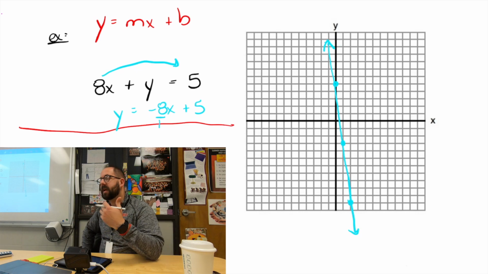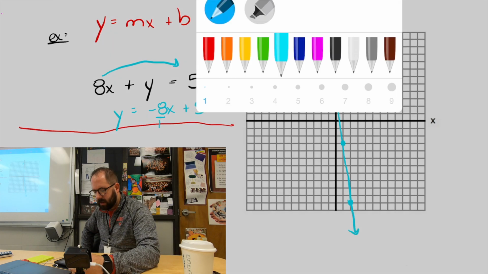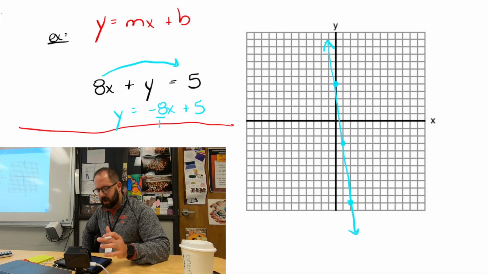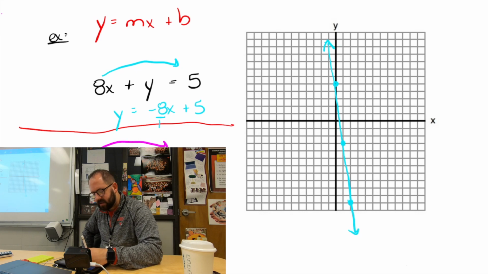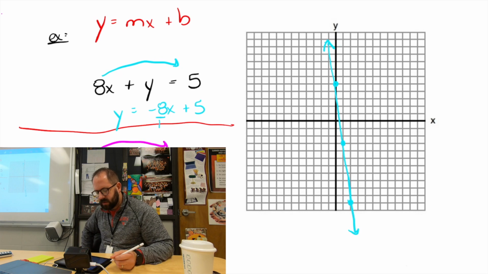And now, same thing as the other ones. I'll put this next one, maybe I'll put in a purple color. We're going to solve the second one. So we have to move that 2x over. So 2y is -2x minus 4. When I move the 2x, it became negative. And now I have to divide everything by a 2.